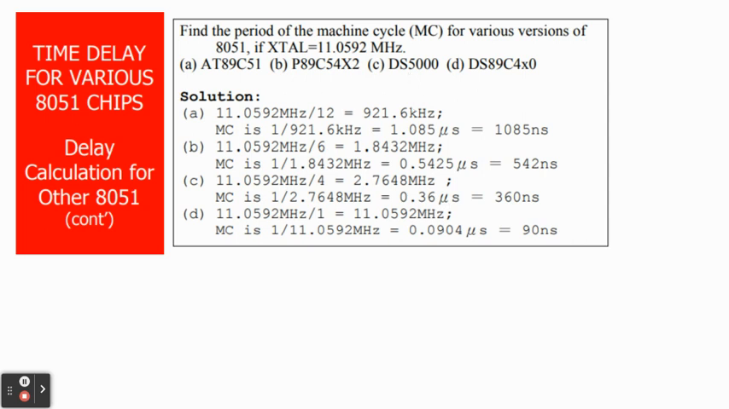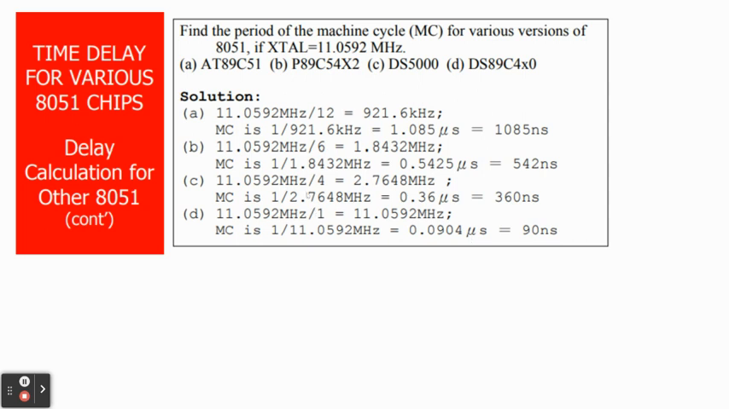And lastly, we have the DS89C4X0. This is 11.0592 megahertz divided by 1. We will get 11.0592 megahertz. And dividing 1 by this answer, we will get 0.0904 microsecond.